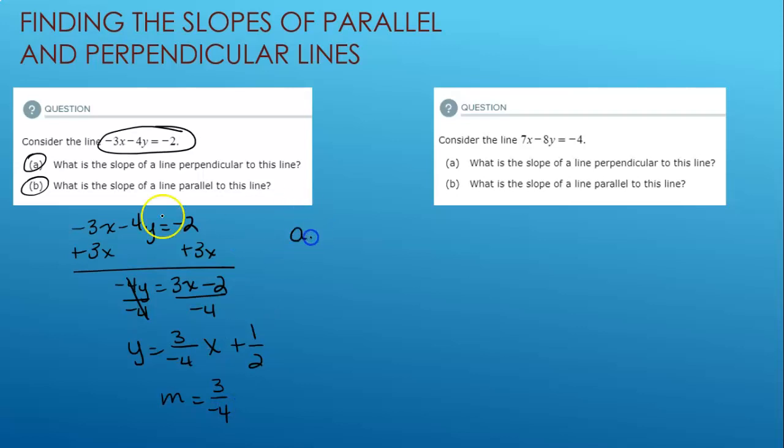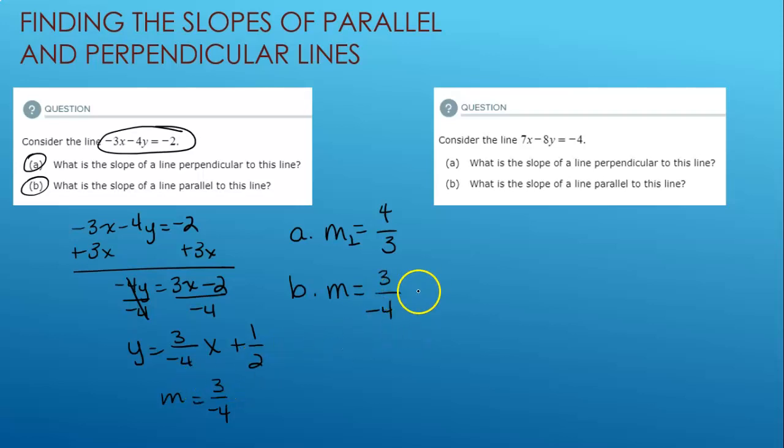So for A, it says, what is the slope of a line perpendicular to this line? So we want the perpendicular slope, so we flip it and change the sign. For B, what is the slope of a line parallel to this line? Well, we just keep the slope the same, so it's 3 over -4.